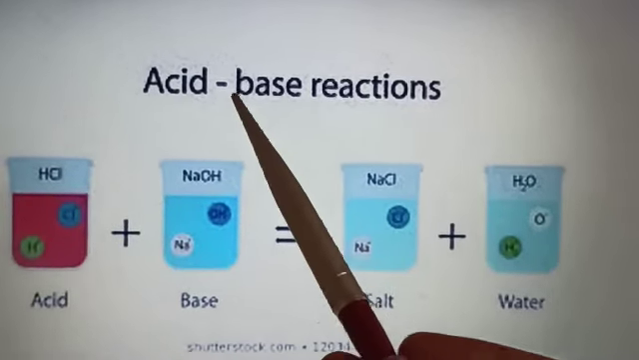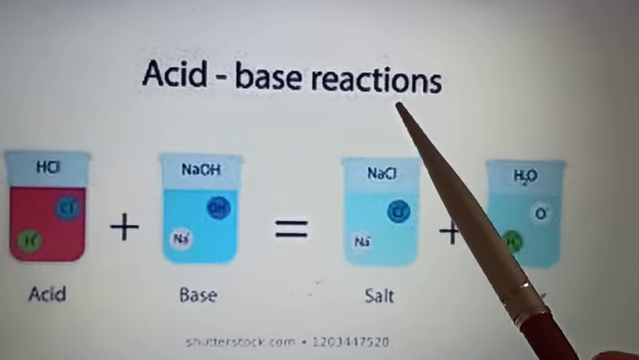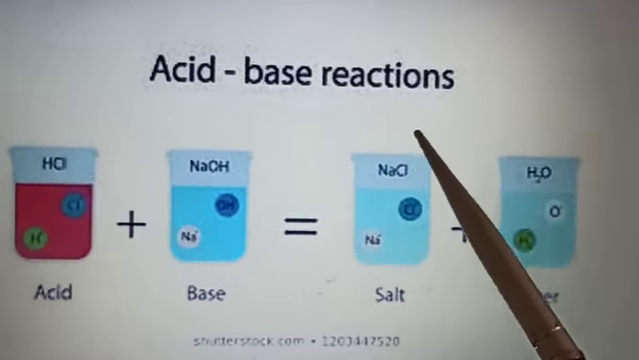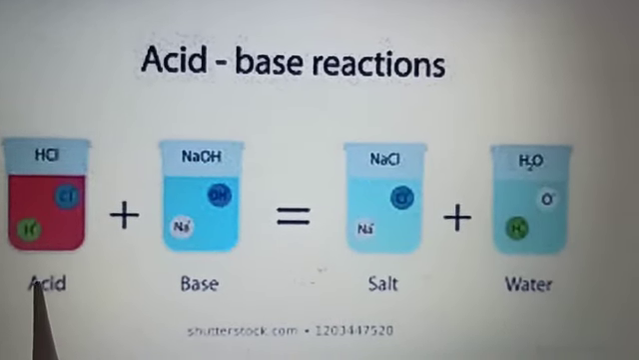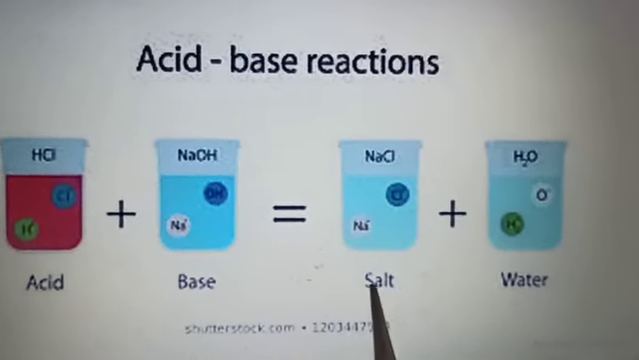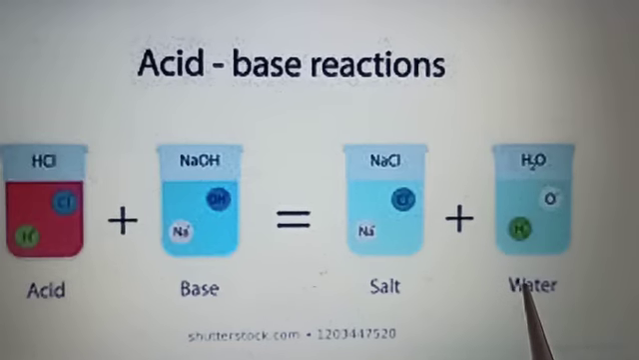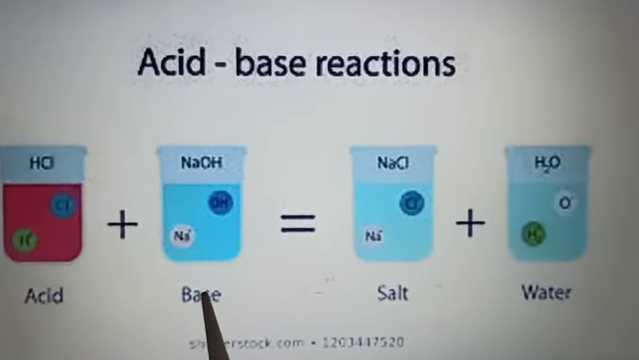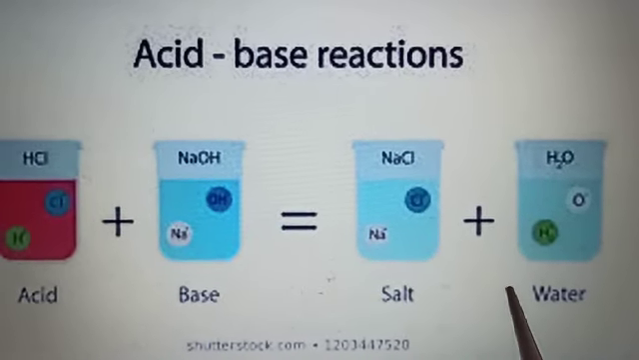Today we will study about acid-base reactions. So what are the acid-base reactions? See the word equation first. Acid plus base gives salt and water. So whenever acid and base react, the products are salt and water.